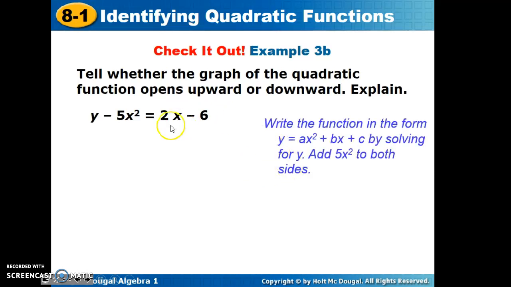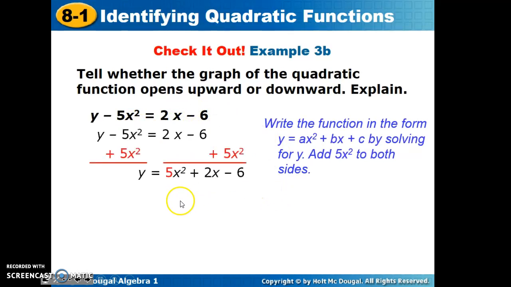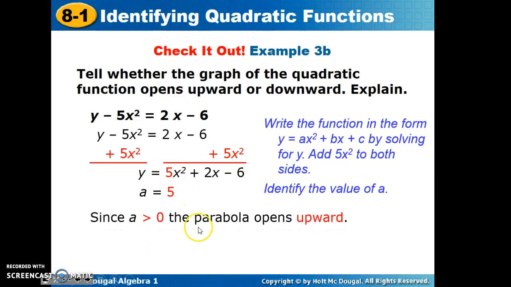Well, we can see that if we put this function in standard form, adding 5x squared to both sides yields this function, y equals 5x squared plus 2x minus 6. The value of a is 5. Since a is positive, the parabola opens upward.